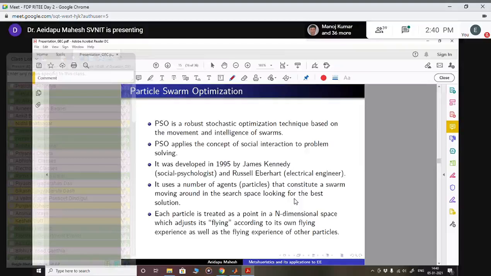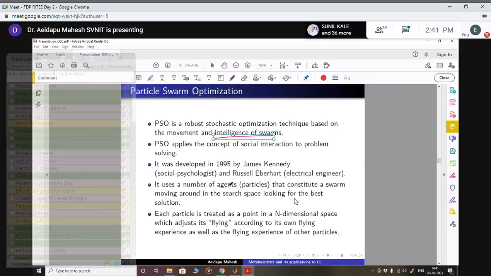So let us understand. This is based on the collective intelligence of swarms. Usually, people combine these algorithms with some species or some nature-inspired concept. It's not required to attach anything to nature-related concepts here, as the mathematics itself is sufficient. So PSO applies the concept of social interaction to problem solving. It was developed in 1995 by James Kennedy and Russell Eberhart.